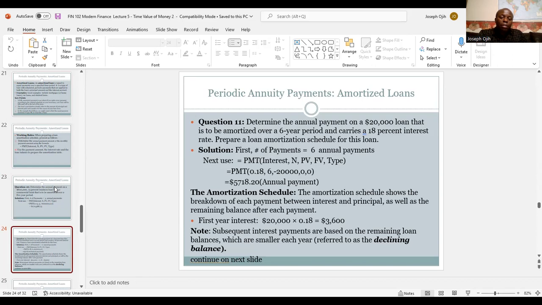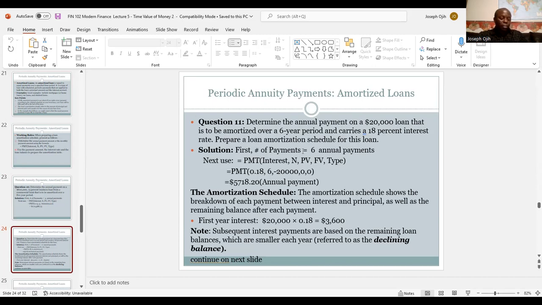It says here, determine the annual payment on a $20,000 loan that is to be amortized over a 6-year period and carries 18% interest rate. They say prepare a loan amortization schedule for this loan.